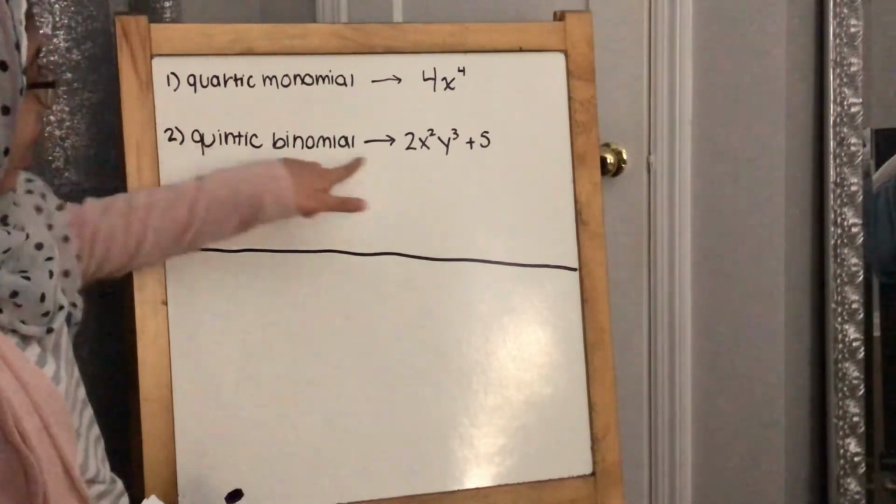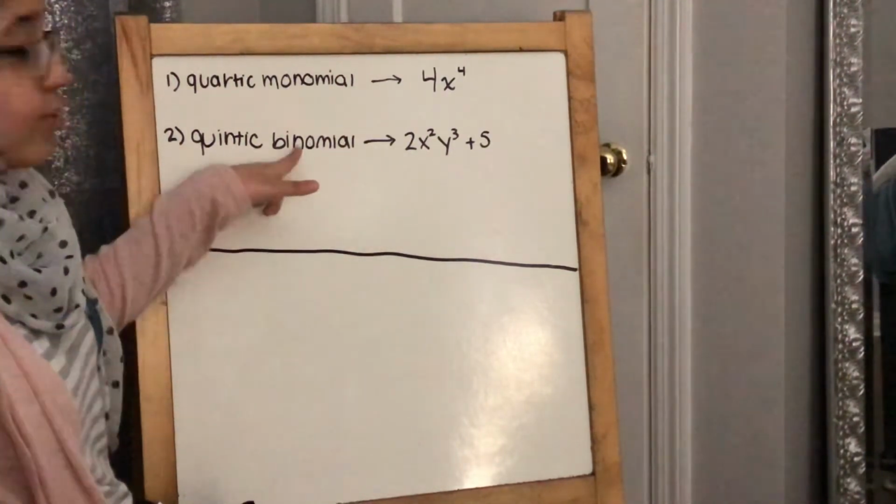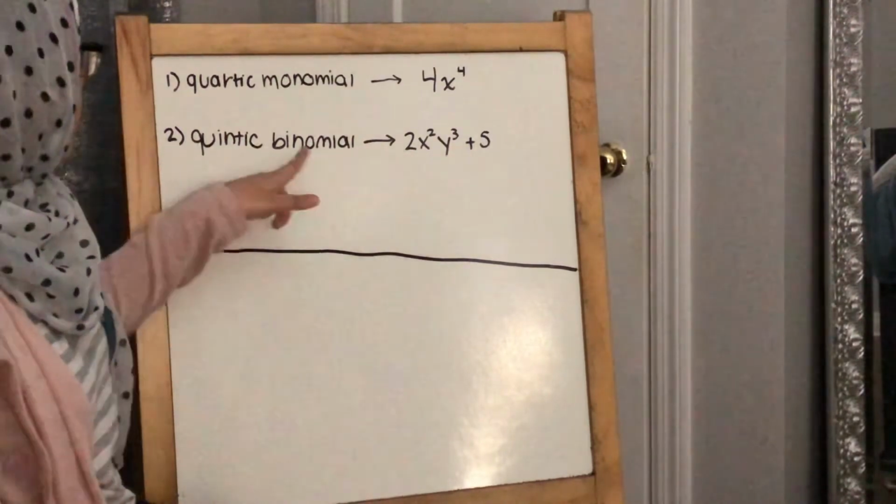And I have 2 terms, 1, 2. So it's making it a binomial.